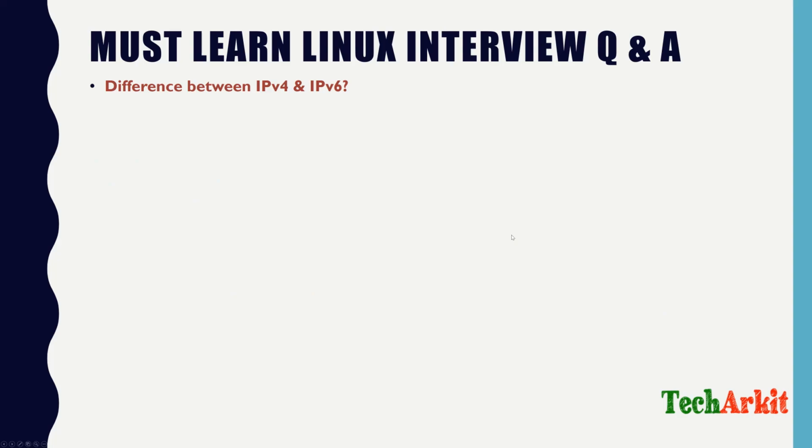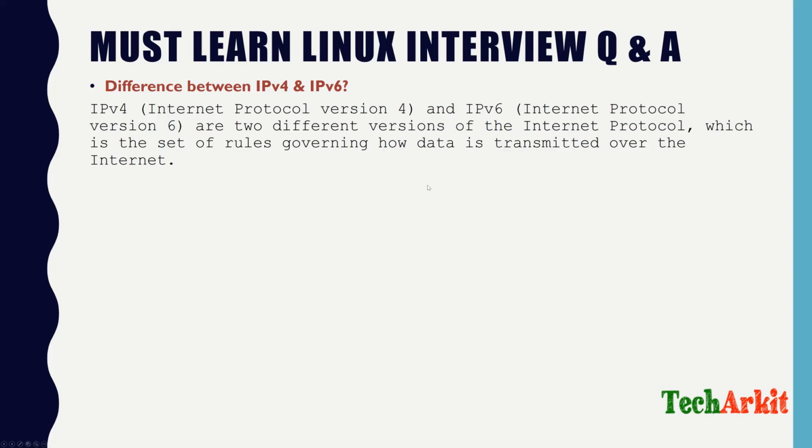So what is the difference between IPv4 and IPv6 here? IPv4 is Internet Protocol version 4 and IPv6 is Internet Protocol version 6. Two different versions of the Internet Protocol, IP, which is the set of rules governing how data is transmitted over the internet. So that is the main goal of how the data is transmitted using IPv4 and IPv6.